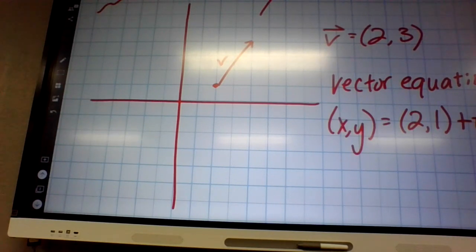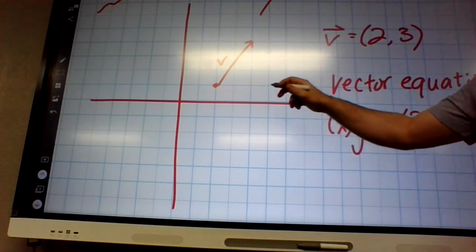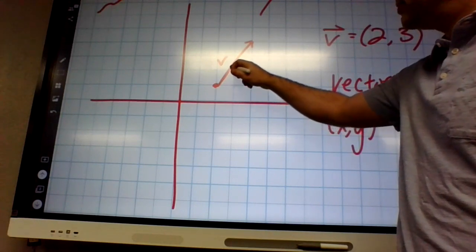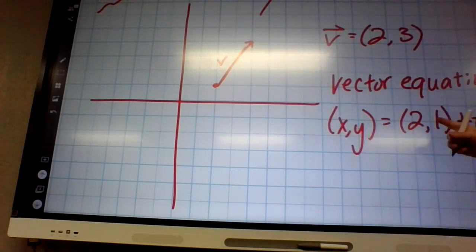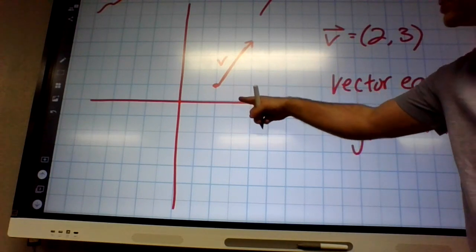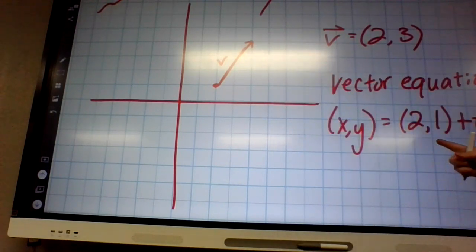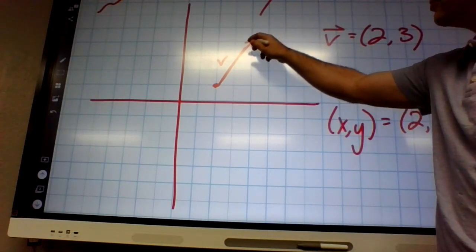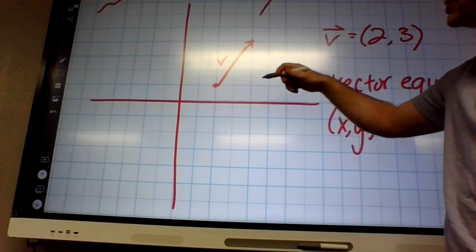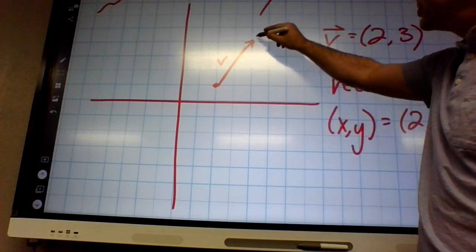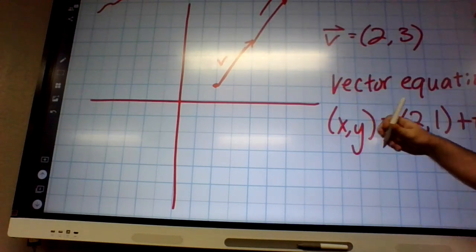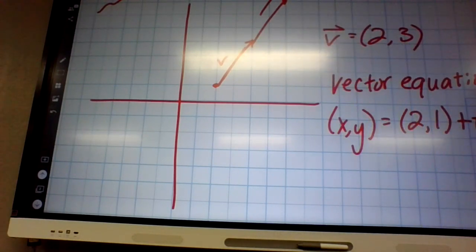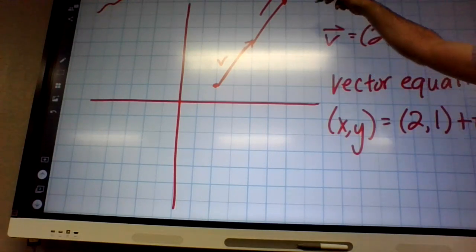So after 1 hour, whatever is traveling along this line, where would it be? It would be at <2, 1> plus <2, 3>, which is (4, 4), right here, after 1 hour. After 2 hours, it's going to be way up there. So if t is 2, 2 times <2, 3> plus <2, 1> will give you this point right here.